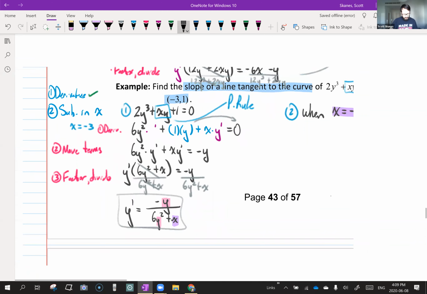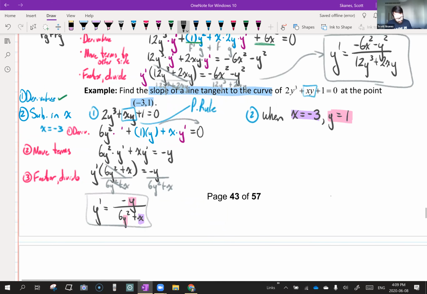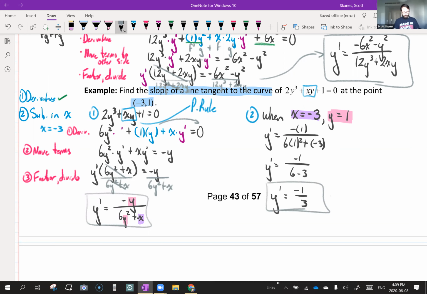Sorry about that. So what I was saying was I have my answer, I need to substitute in my numbers now. So y prime is, I'm looking at this, -1 over 6 times 1 squared plus -3, which you don't need a calculator to do. It's -1 over 6 minus 3, or in other words, -1 over 3.